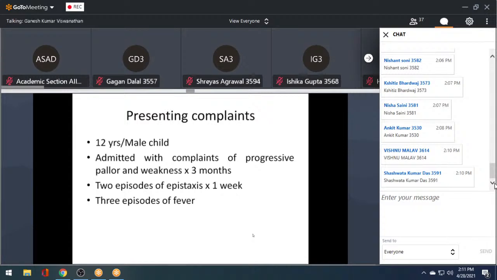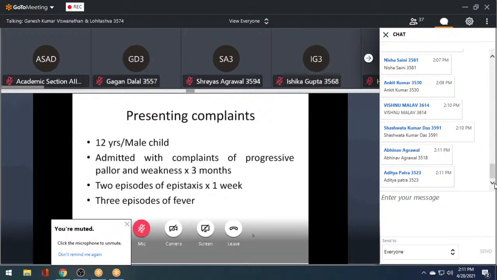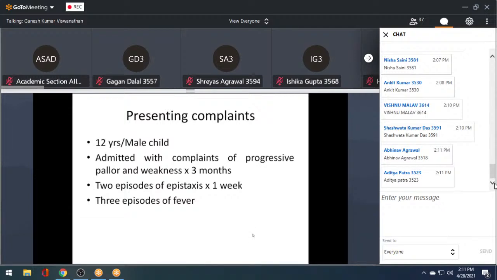Lohit Ashwa? Sir, can you repeat, sir? So Gagan mentioned something about aplastic anemia. So aplastic anemia, what is it? Is it a malignant condition or a non-malignant condition? Aplastic anemia is a non-malignant condition in which there is bone marrow insufficiency, maybe due to an immune problem. Not maybe. This is due to an immune condition.